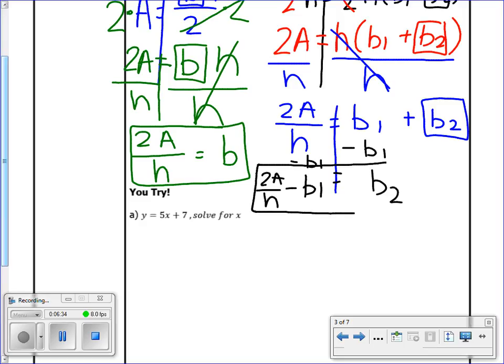And that, ladies and gentlemen, is your final answer. 2A divided by H, minus B1. Notice that the B1 is off to the side. It's not in the numerator. It's not in the denominator.